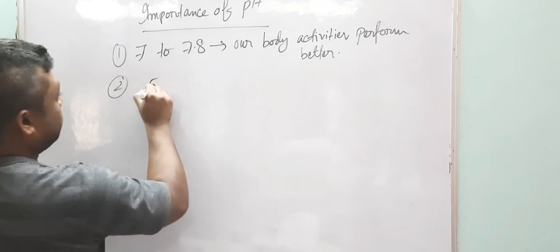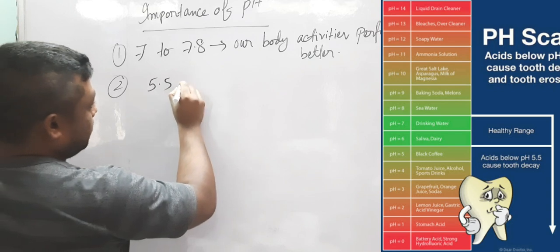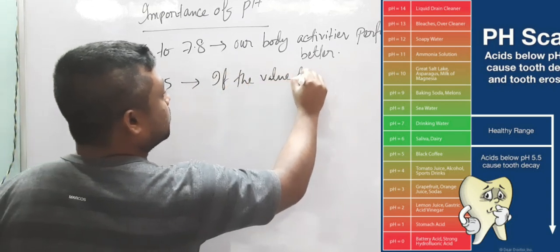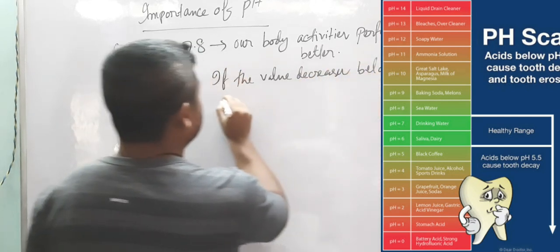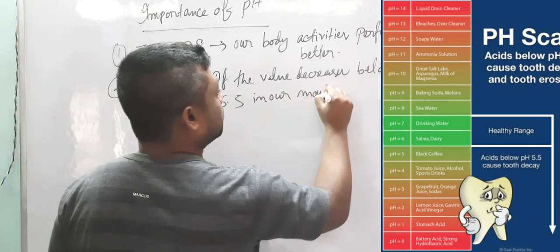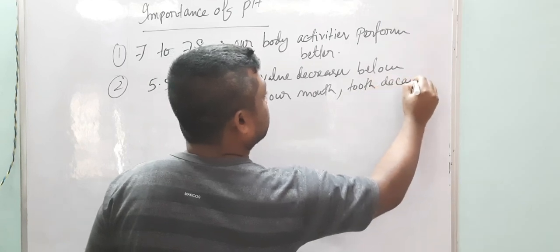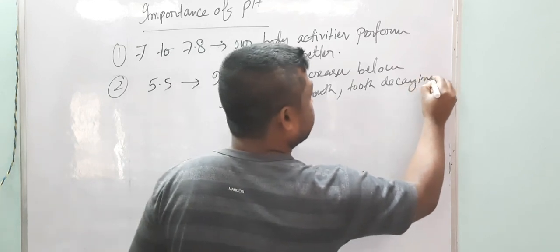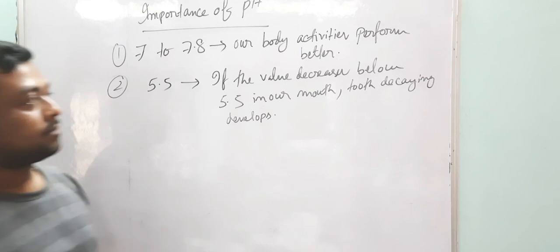Number two, our mouth also has an optimal pH range, and it is said to be around 5.5. And if the value decreases below 5.5 in our mouth, tooth decay develops.